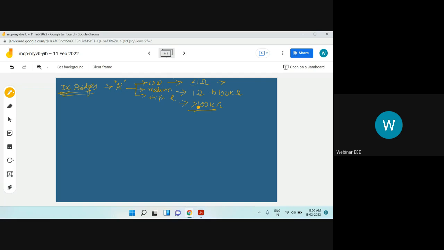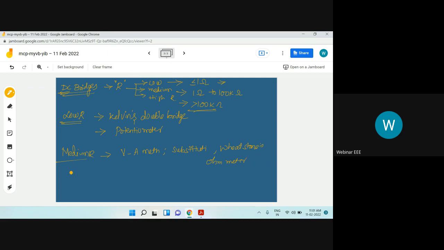After knowing the classification, we can look at the methods to measure each. To measure low resistance, we have Kelvin's double bridge method, or we can go for the potentiometer method. To measure medium resistance, we have the voltmeter-ammeter method, the substitution method, the Wheatstone bridge method, and the ohmmeter method.